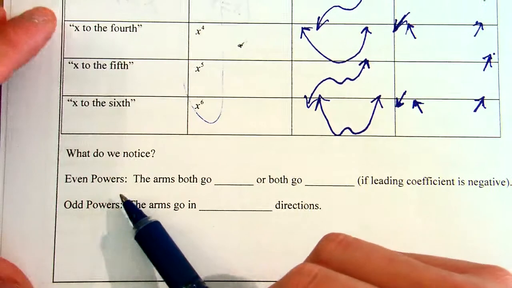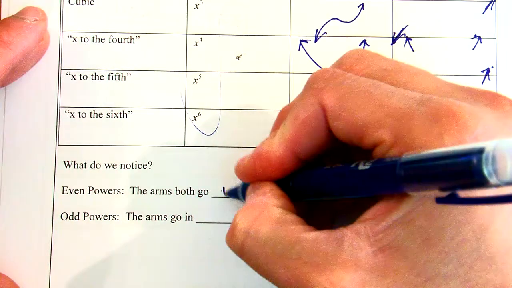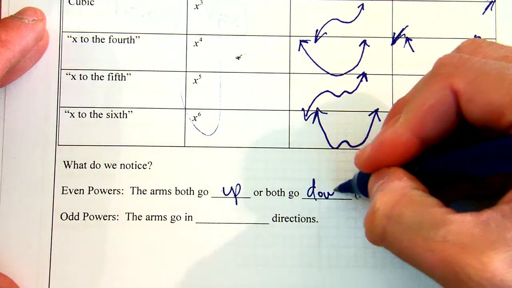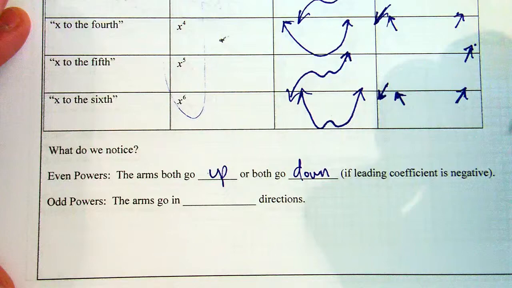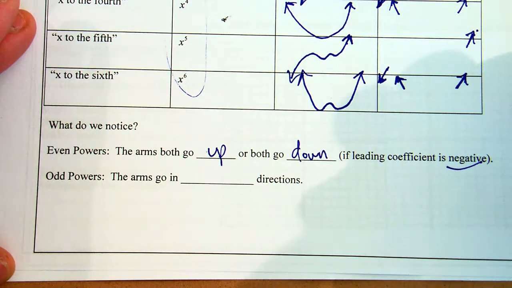And it says, what do we notice? Even powers. The arms both go up. Or they could both go down if the leading coefficient is negative. I.e., if there's a negative there, it's going to go down. It doesn't matter if it's a positive. It's an even number, and if it's a negative, it will go down.